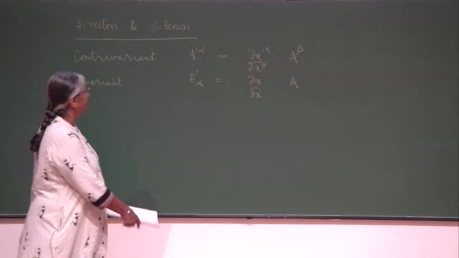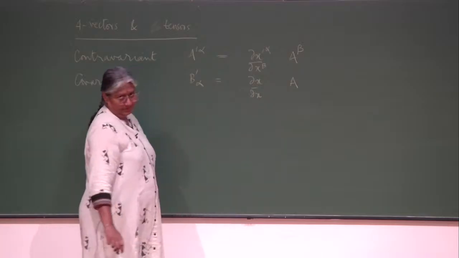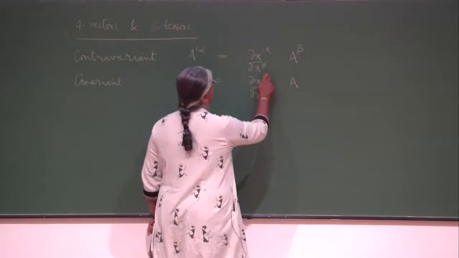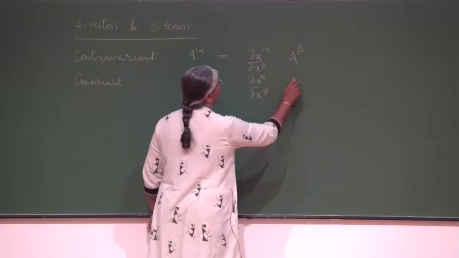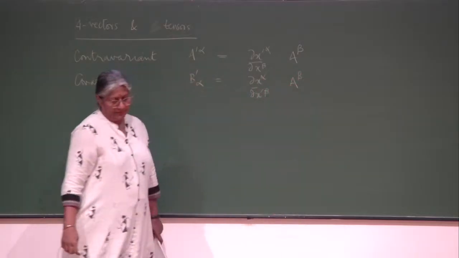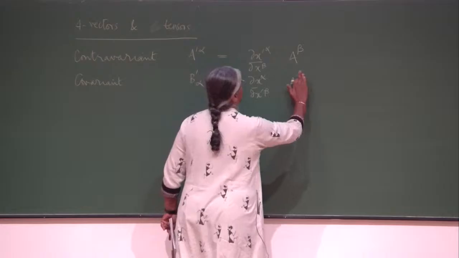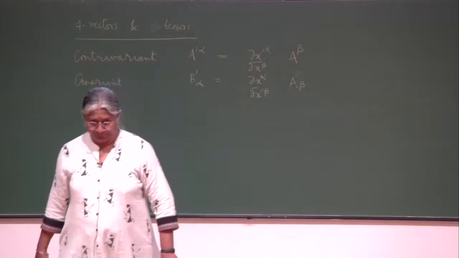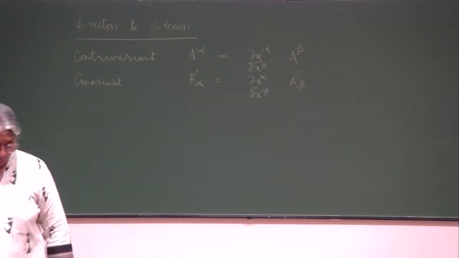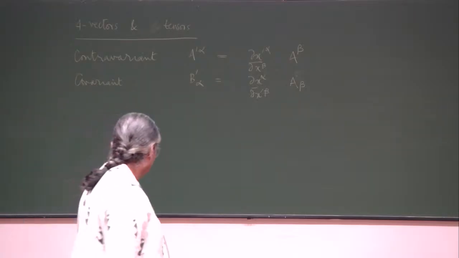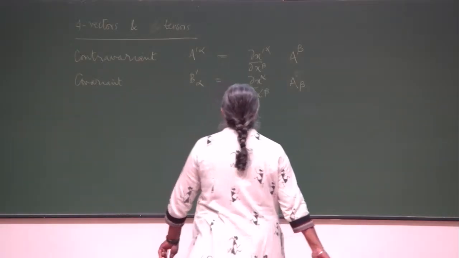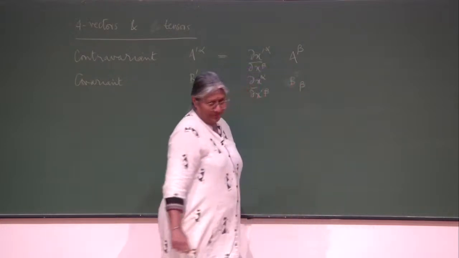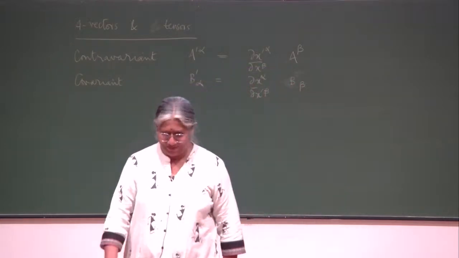Okay, so what happens with the covariant vector? X is on the top, x prime comes below. The indices don't change, right? Beta is below. So alpha is on the top, beta is below. Okay? Oh, sorry, yeah, you're absolutely right. It has to be B beta. Thank you. Yeah, there is no transformation that takes A to B, not a Lorentz transformation.